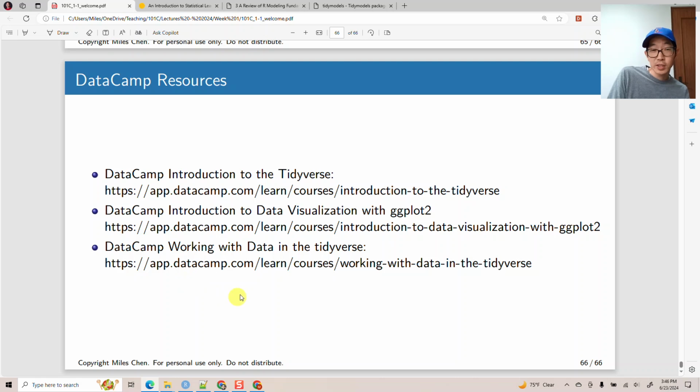There are some courses here. I've assigned Introduction to the Tidyverse as one of your homework assignments that you'll need to complete. I think it's also handy to go over some of these things as well. You should have an invitation to DataCamp, and we have that.